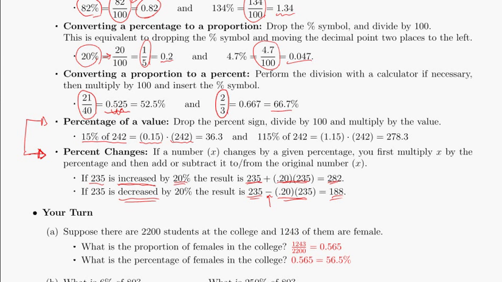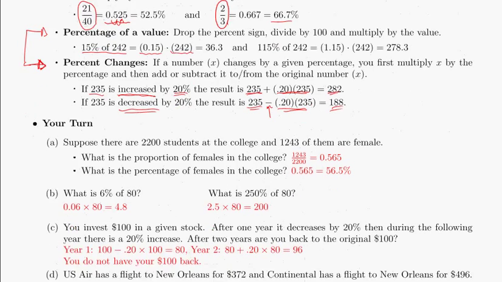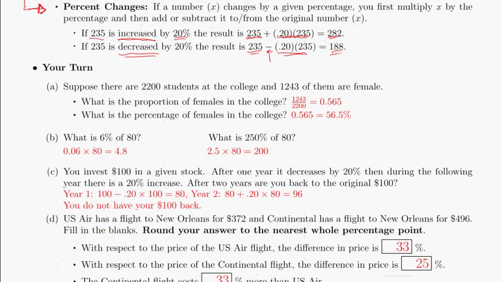So we'll go into the your turn problems. If there are 2,200 students at the college and 1,243 of them are female, what proportion of females are in the college? Well, that's just 1,243 out of 2,200. Plug that into your calculator, you get 0.565. So a proportion is a number representing a fraction or a ratio. A percentage is essentially the proportion in decimal form multiplied by 100. So if you take the 0.565 and multiply it by 100, it moves the decimal place over 2, and you get 56.5%.